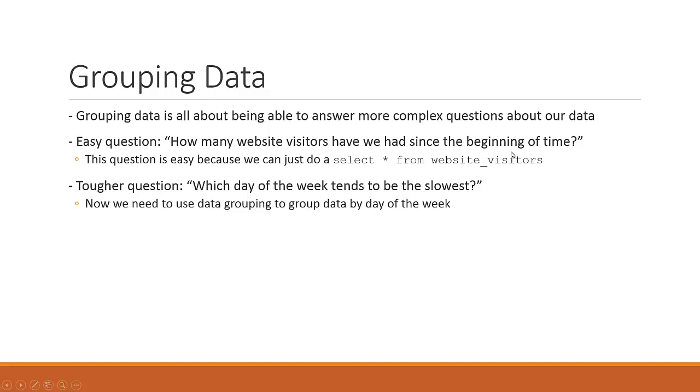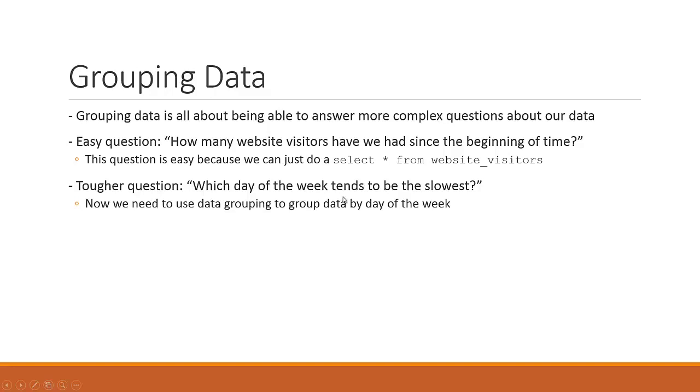Okay, if you think about it in terms of breaking it down into buckets and how to arrange our data, there's no concept of buckets in this first question. How many website visitors have we had since the beginning of time? There would be one bucket. It would be since the beginning of time to now, where all of our visitors would fall into. So since there's only one bucket, we don't need to group it. It's already grouped for us because it returns it all for us, right?